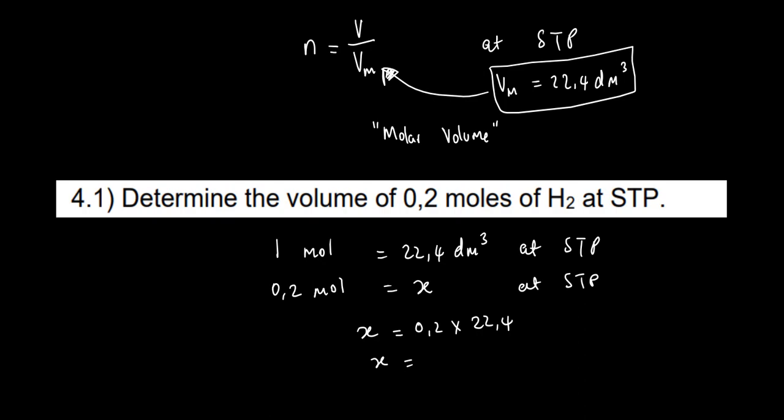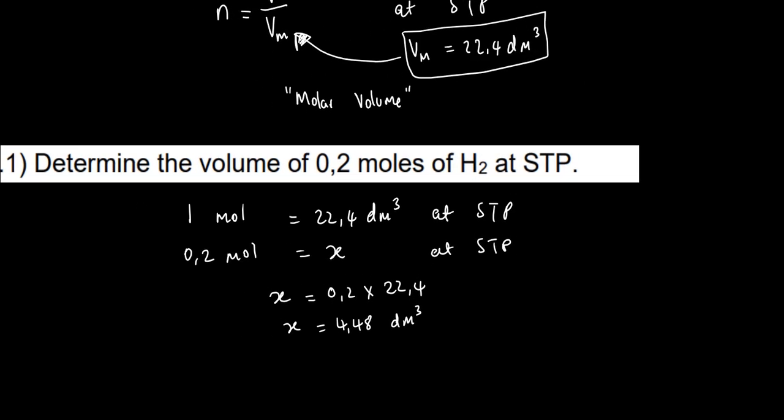Great. 4,48 decimeter cubed. So that is how much volume is occupied by 0,2 moles of hydrogen. When it is for 1 mole, it occupies 22,4, but for 0,2 moles, it occupies 4,48. But you don't need to do that. As long as you have the formula, you can use the formula.